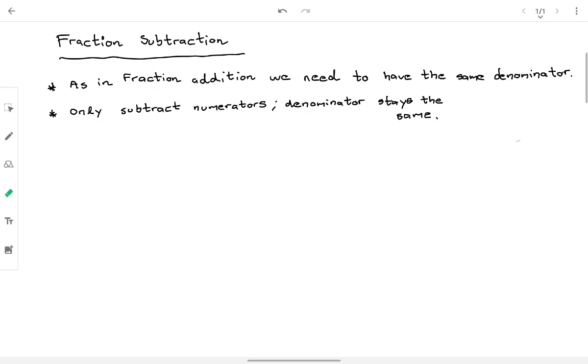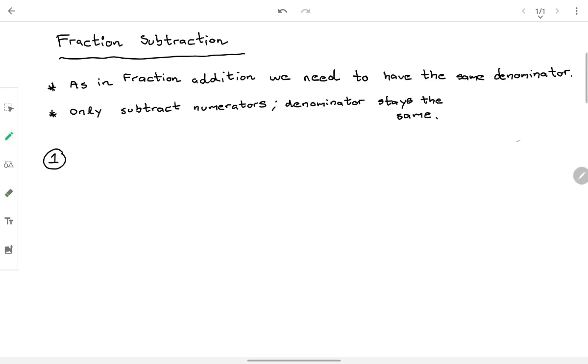Review fraction subtraction. As in fraction addition, we need to have the same denominator in order to make a fraction subtraction. And it's very important for us to remember only to subtract numerators and the denominators will stay the same. So we are going to see some examples of fraction subtraction. Let's see. First one.